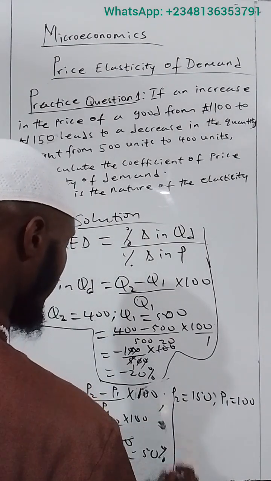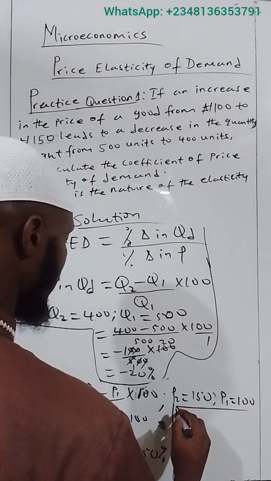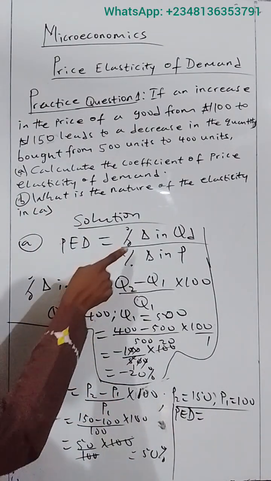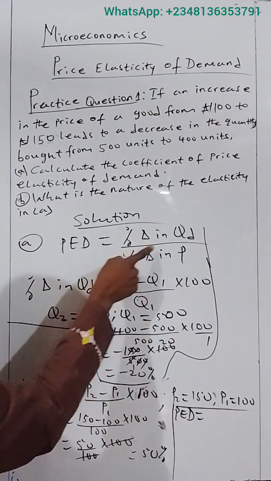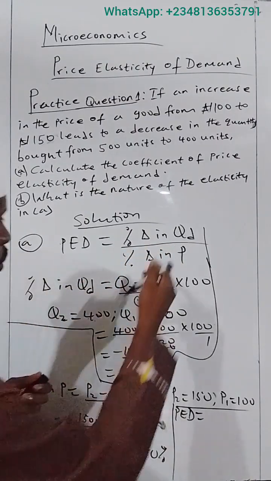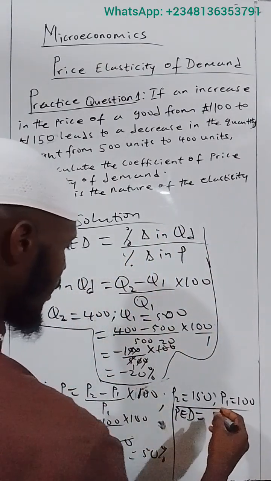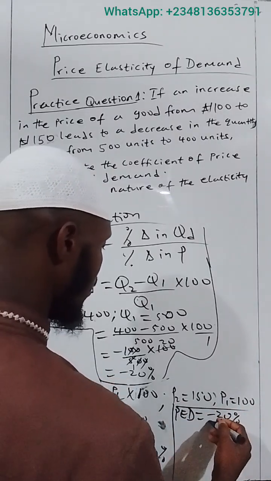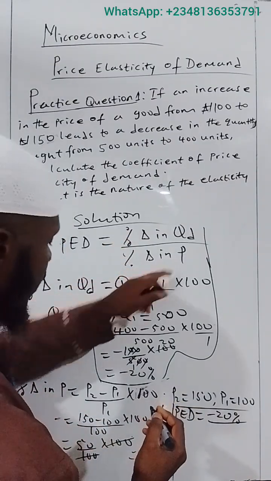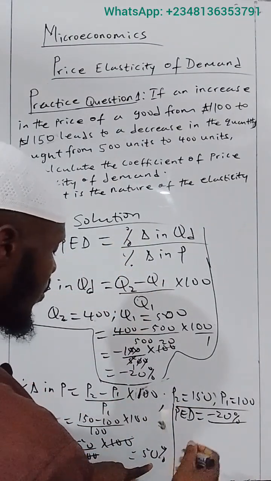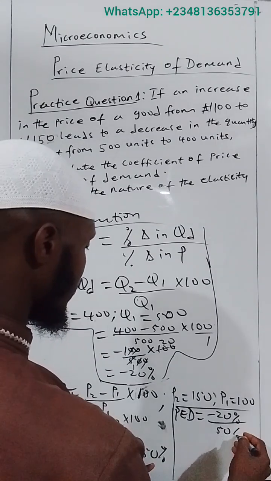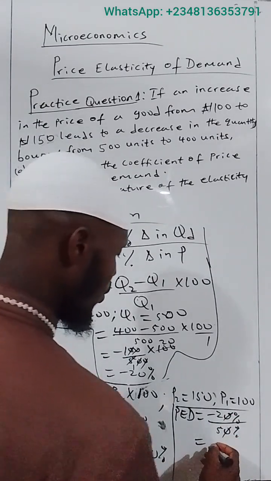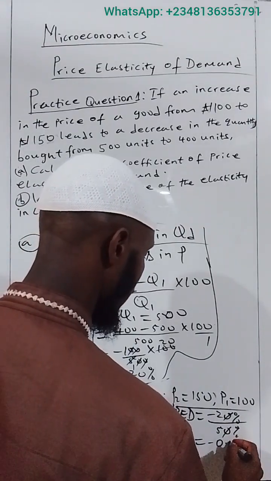Now let's calculate the price elasticity of demand. Don't forget the formula: percentage change in the quantity demanded divided by percentage change in the price. What is the percentage change in the quantity demanded? From here we got 20%. Then divided by the percentage change in price, which is 50%. Therefore, the price elasticity of demand is equal to minus 0.4.